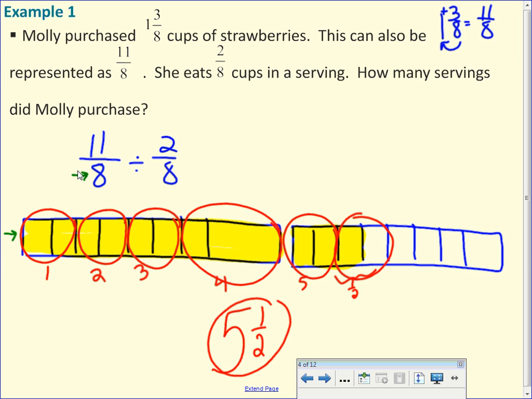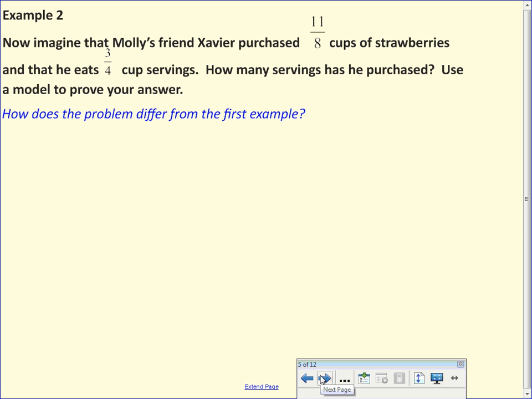That's what Molly bought. But now Molly's friend, Xavier, he also purchased 11/8 of a cup. He bought the same amount. However, he eats 3/4 cup servings. So how many servings? So how would I write this? What are we looking for here? Right. So he has 11/8, but he's going to divide them into 3/4 cup servings. He likes to eat a little more strawberries at a time.